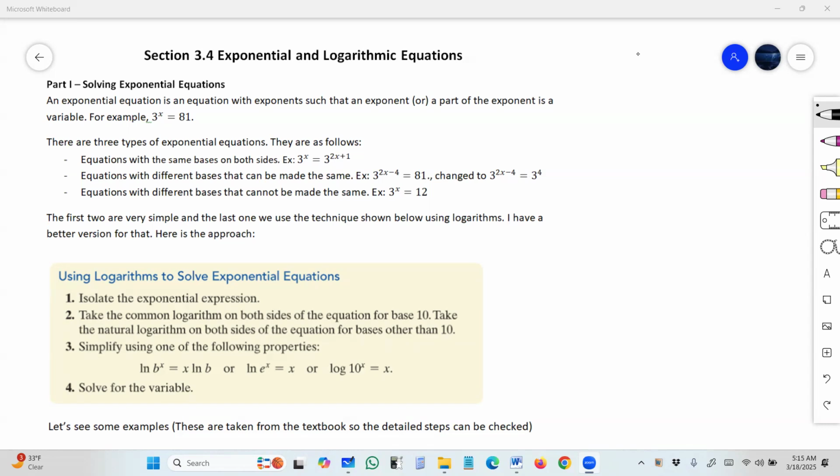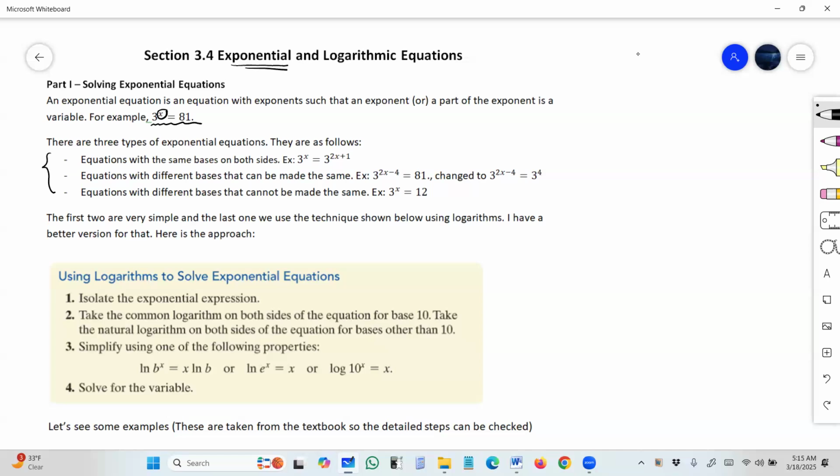Okay, so an exponential equation is any equation where the variable is in the exponent. It could be just a single x, 2x, 3x, 4x, x squared, and so on and so forth. We normally show students the three types of exponential equations that you can see. They're very easy to solve.